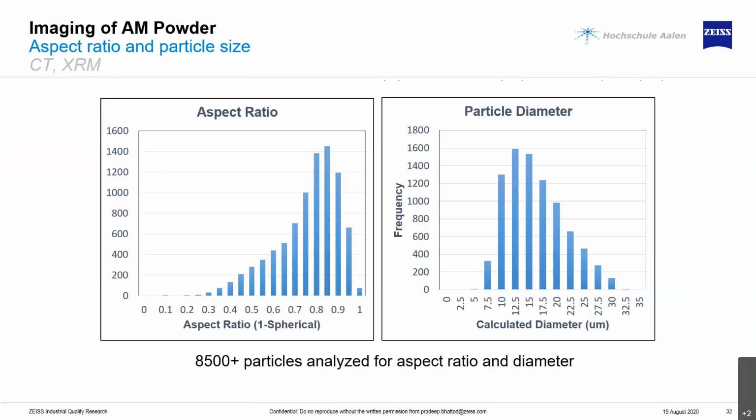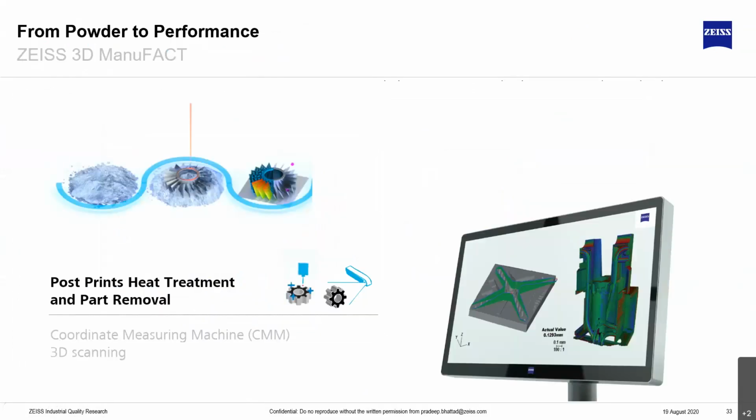Of course, be it CT, SEM, or optical light microscopy, all the images need to be converted into some sort of statistics. So you have software which automatically does this type of analysis for you and gives you actionable intelligence on the part. This is another area I wanted to talk about: heat treatment.